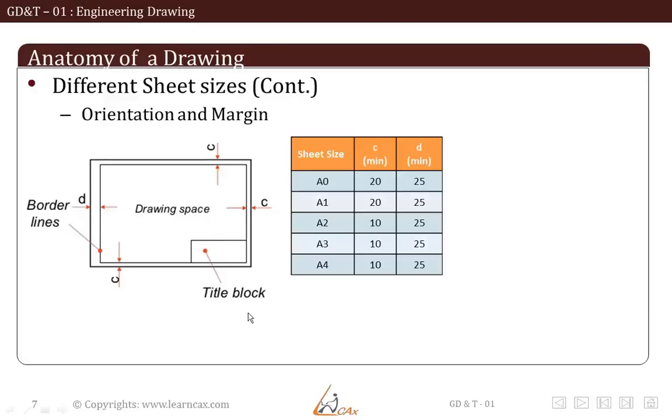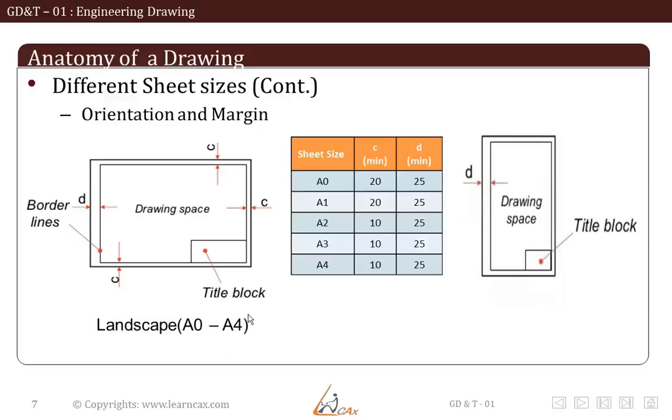You will have a border line, a drawing space, and a title block at the right bottom section. Now this was for the landscape orientation from A0 to A4, and now let us see the portrait version, specifically for A4 and below sizings. Here you will see D is the same for the left side, the title block is at the right bottom section, and you get a larger drawing space in the vertical direction compared to the horizontal direction.